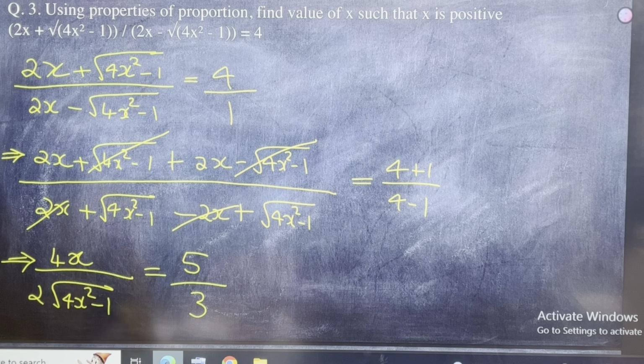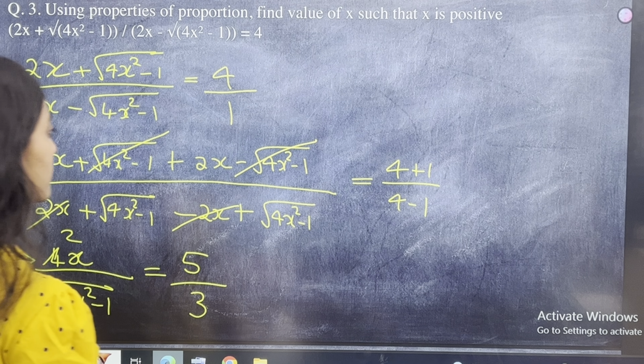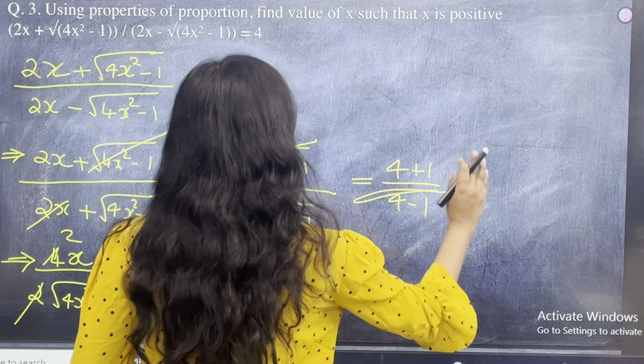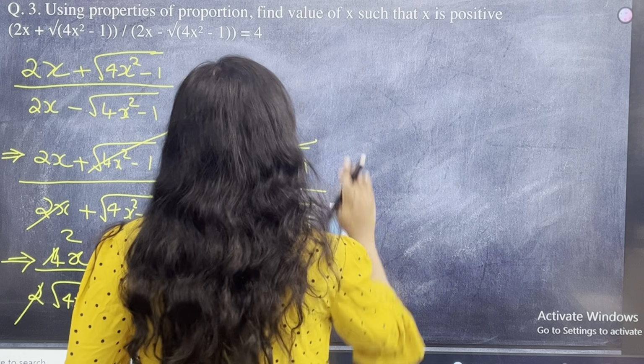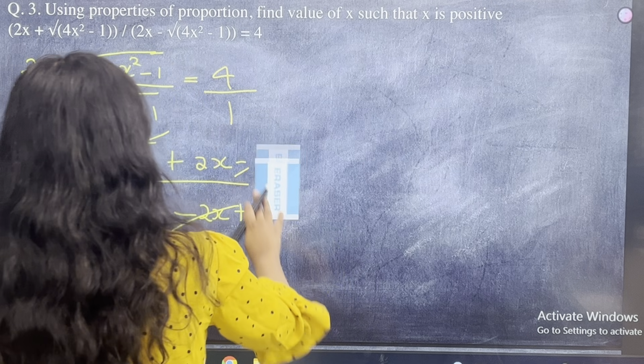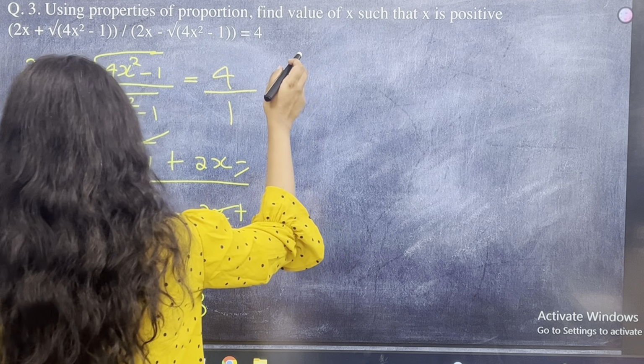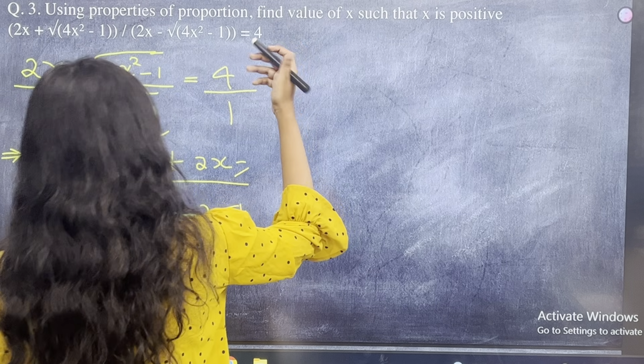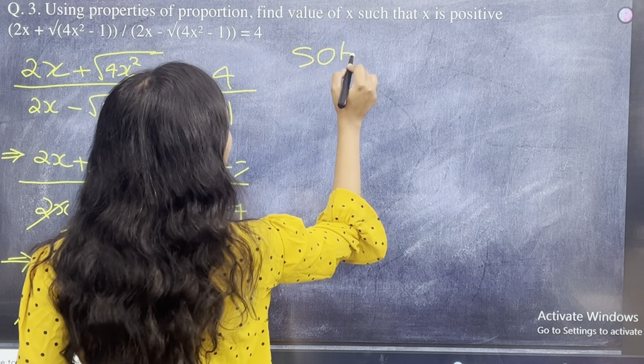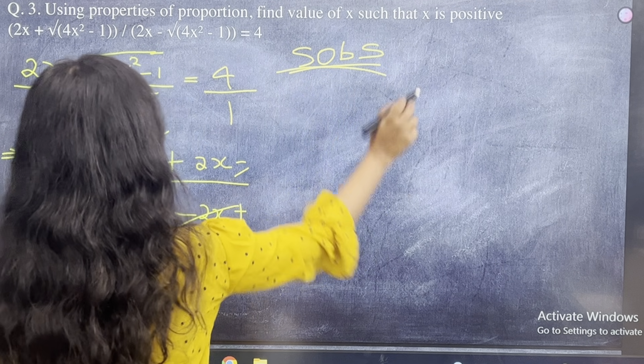Now I can do 2 ones are 2, 2 twos are 4. Now I'll erase a little on this side so that I can go ahead with my calculation. I hope you have noted all of this down. So therefore I will try to square on both sides. Please write the full form. I'm writing square on both sides. You can write the full form.